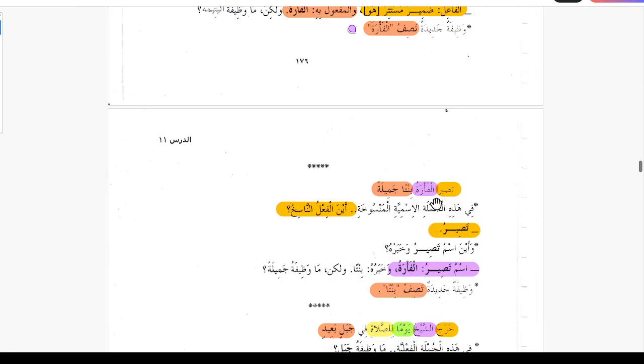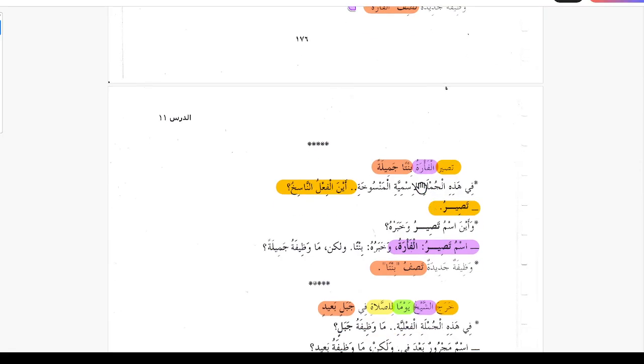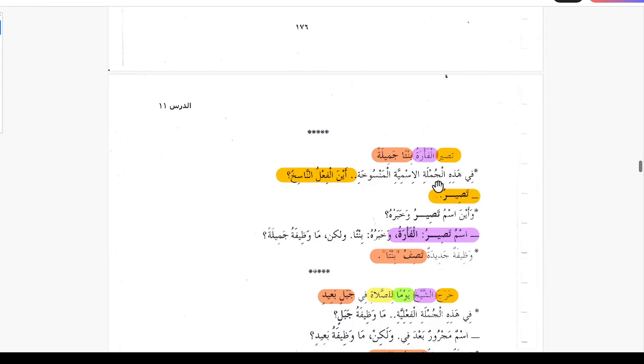Similarly, another example, Tusirul faratu bintan jamilatan, the mouse became a beautiful girl. Fi hazihil jumlatil ismiyatil mansukhati, this is jumla ismiya mansukha because Sara is the sister of Kana, so which is the fail nasikh? So ainal failun nasikhu, where is the fail nasikh? Tusiru is the fail nasikh.